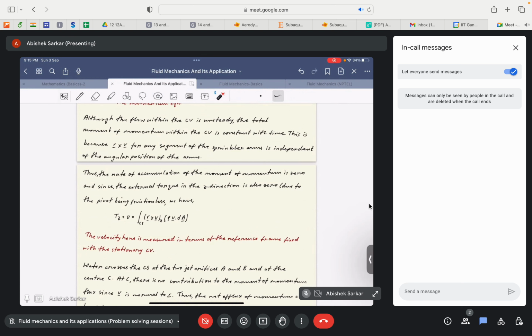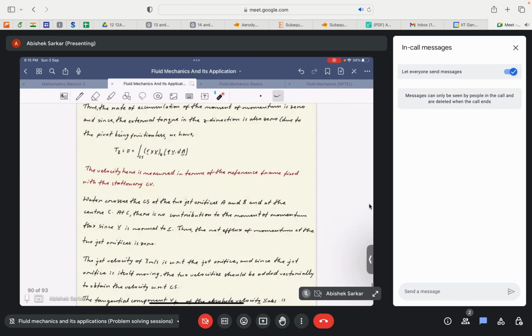So thus we would have Tz, that is torque along the z direction, would be zero, and that will be equal to the net angular momentum efflux. So it essentially tells us that since this is zero, the net angular momentum efflux across the exits of the sprinkler would be zero.